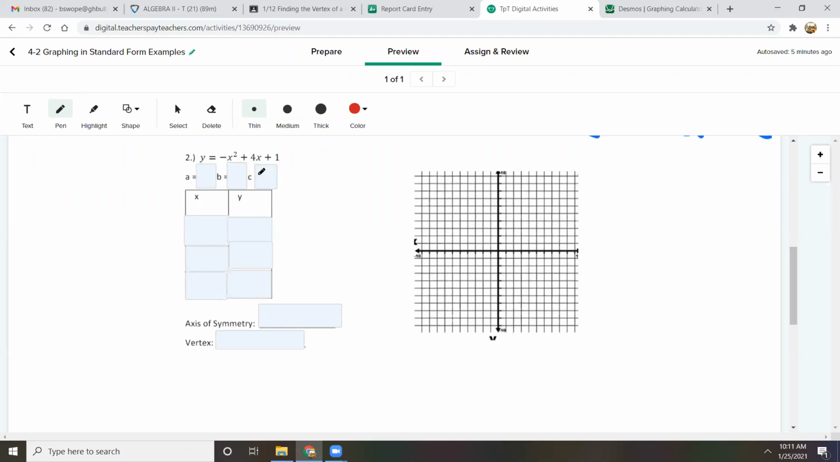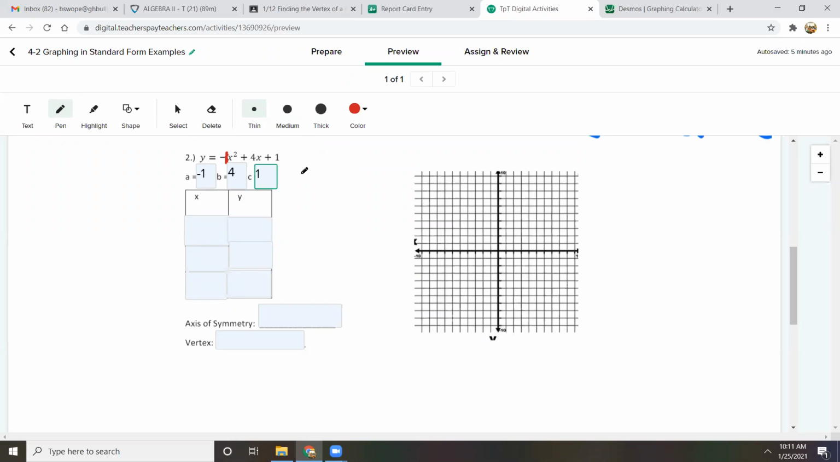So first off, for your a, b, and c, just write your coefficients. So that's negative x squared. That's really like a -1 if there's no number. Remember, there's really a 1 there. Our b would be +4. Our c would be +1.